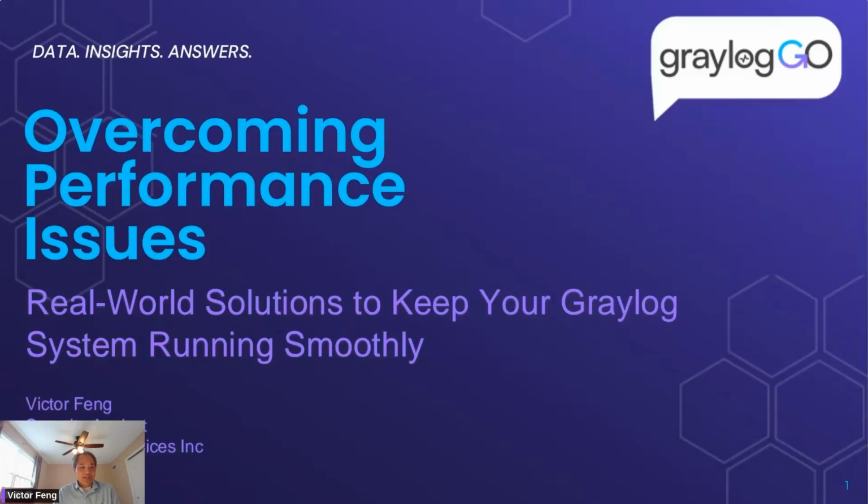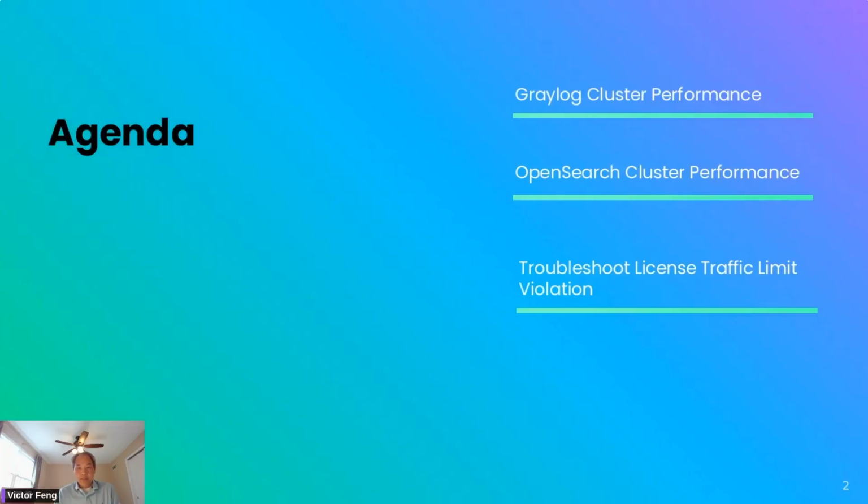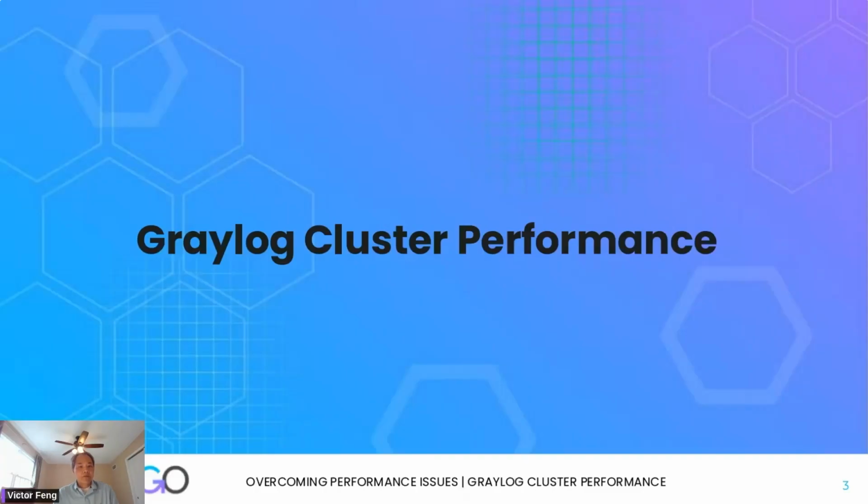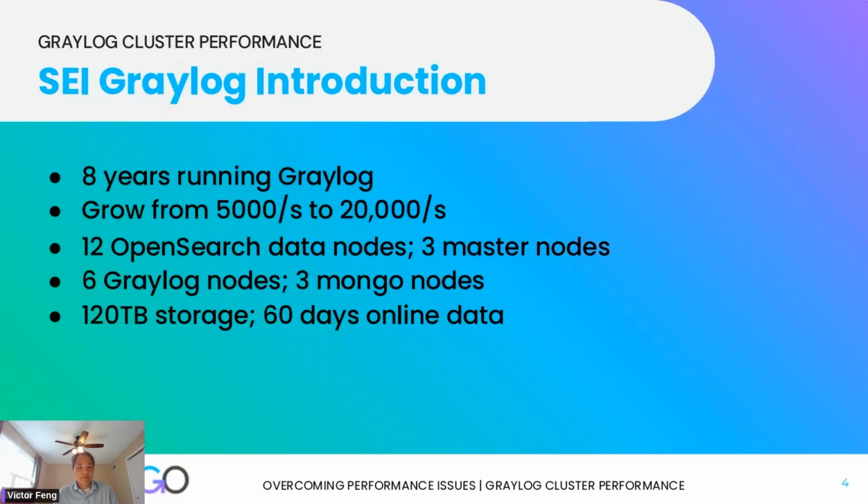Today's topic is overcoming the performance issue for your Graylog. So we'll just dig into it. Today's agenda is 3 parts: Graylog cluster performance, OpenSearch cluster performance, and the last piece is license traffic limit violation. The first part is Graylog cluster performance, and we'll spend a good amount of time here.